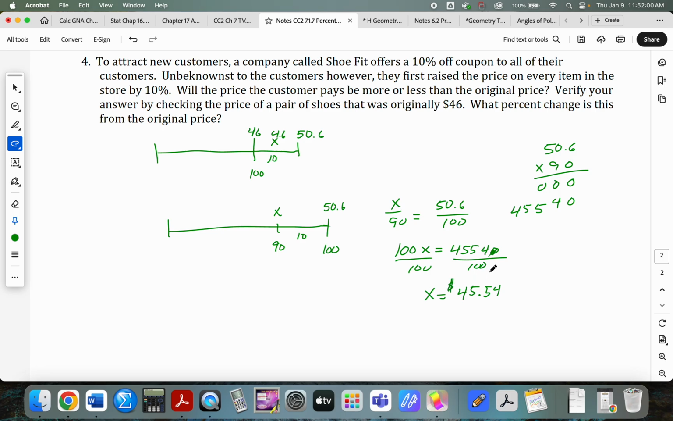So they're going to pay more or less than the original price? Very slightly less. They have saved 46 cents. So it's good old 46 cents. Yep. Get you a piece of gum. 46 cents. So if they raise the price by 10% and then lower it 10% from the new price, you are saving some money, just not very much. A Tic Tac. You saved a Tic Tac, guys.